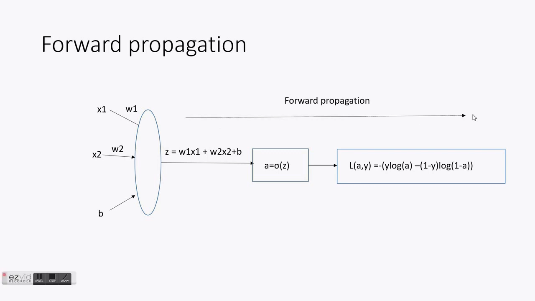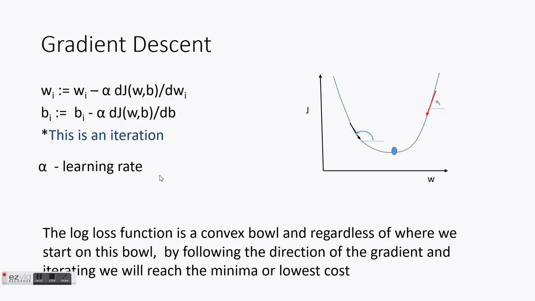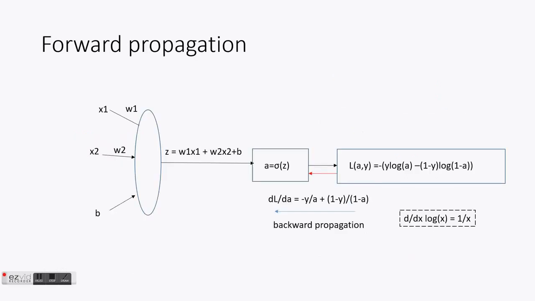Now, as I said, our objective is to somehow find how the cost varies with respect to the weights and the bias, so that we can use it in our gradient descent formula to arrive at the minima or the lowest cost for our neural network. So that is what we need to do.